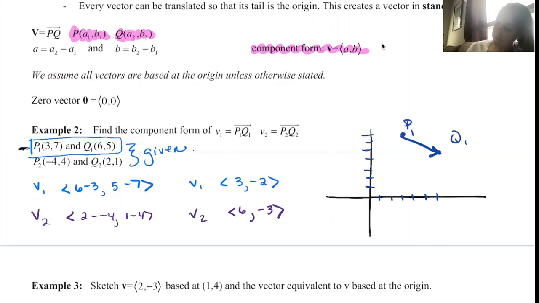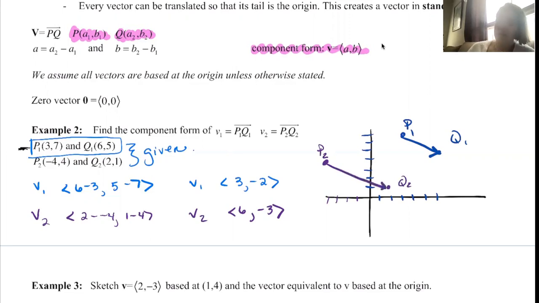And the second one is at the point negative 4, 4: 1, 2, 3, 4, 1, 2, 3, 4. So there's P2, and Q2 is right 2 up 1. Here's Q2.